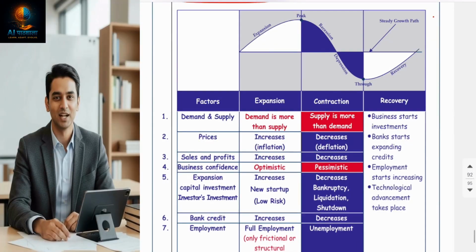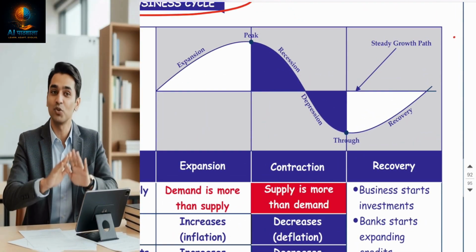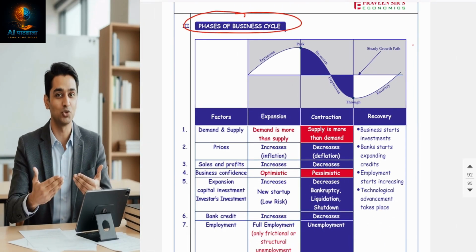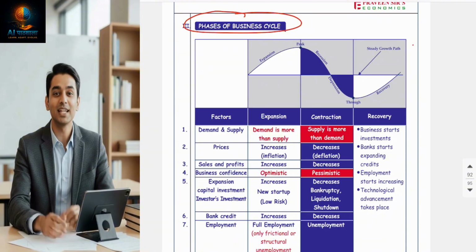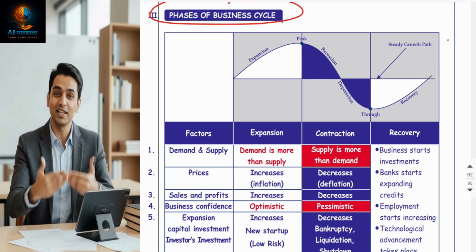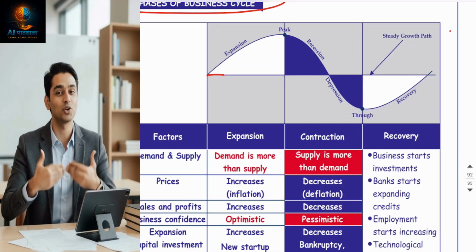So let's analyze one by one. Guys, this type of diagram you have never seen in any notes. It is a to-the-point comparison and a summarized crisp explanation. If you read it once, you will be able to understand everything crystal clear. Okay, so now understand this diagram.